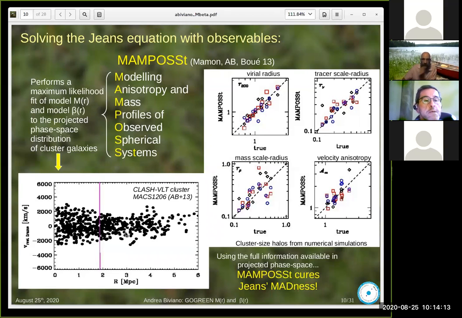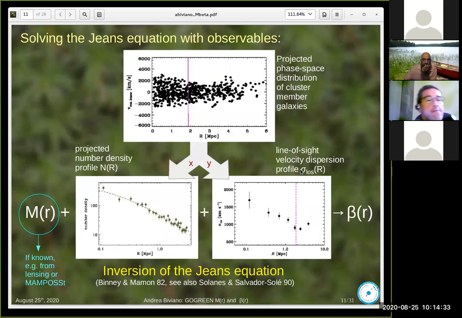Okay, this is a panel showing how well MAMPOSSt retrieves the true quantities given simulated halos. But more or less, of course, it doesn't cure the Jeans madness completely, but it goes in that direction. And then once you have the mass profile from MAMPOSSt, you can get the velocity anisotropy profile. Well, MAMPOSSt in principle gives you both, but it has to assume models for the mass profile and velocity anisotropy profile.